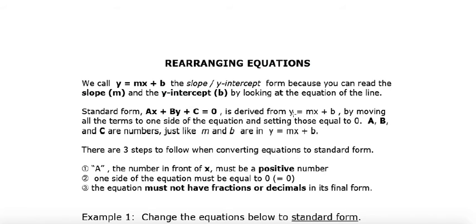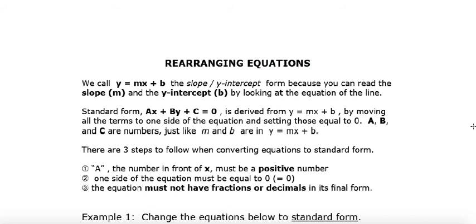It's derived from the y = mx + b equation by moving all of the terms to one side of the equation and then setting that equal to 0. A, b, and c are just numbers, just like m and b are in y = mx + b. So you'll have a number in for your a, your b, and your c. So for example, this might be 3x + 2y + 4 = 0.